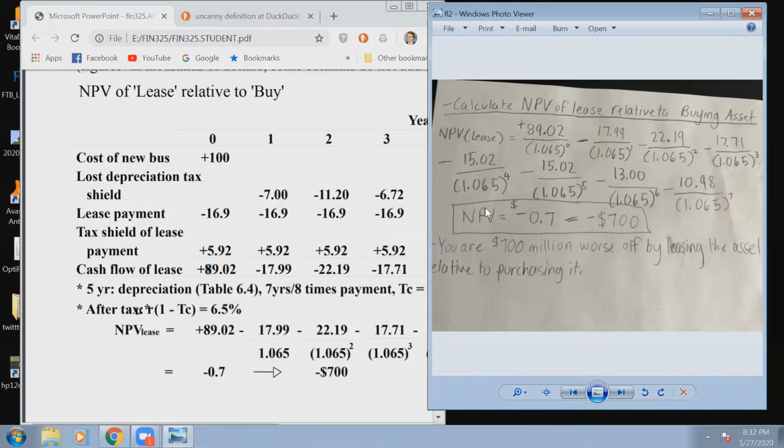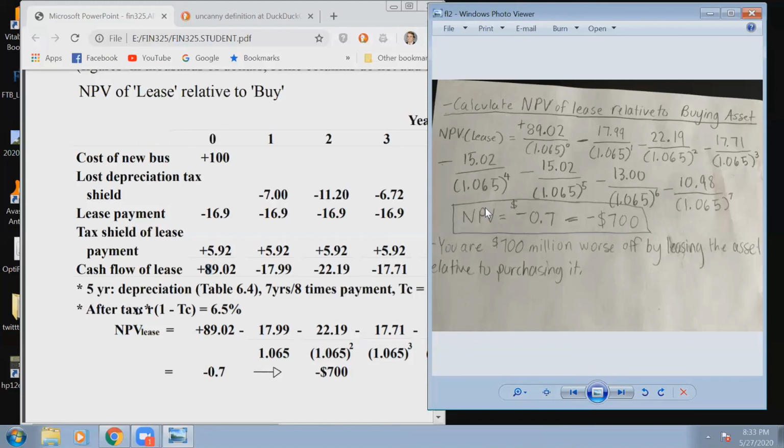We did this before. You add them together, or subtract them rather, because most of these are going to be negative, aside from the first one, obviously. And the number that you get is our NPV of our lease relative to buying the asset. We actually get negative 0.7, which is equivalent to negative $700,000, because we're working in millions here. So that tells us that this lease is not very good.